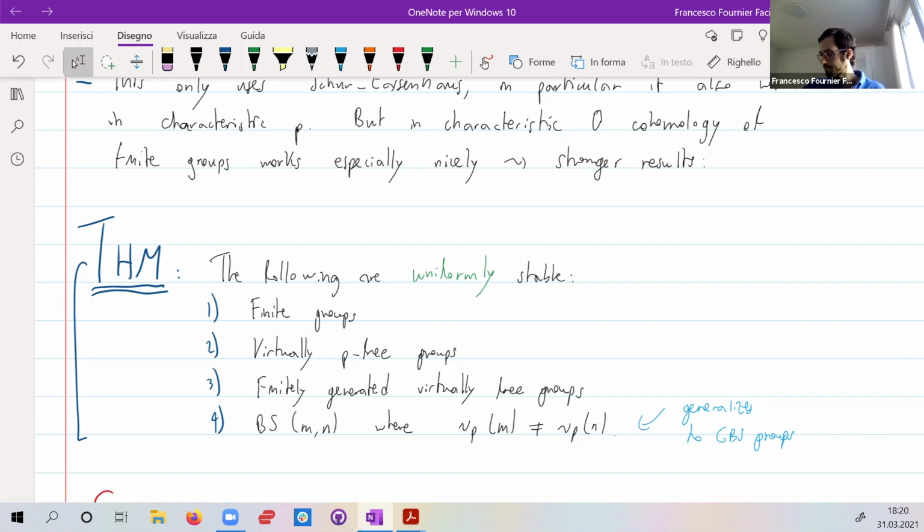But I very much suspect that, for example, the lamplighter group Z mod 2Z wreath Z, I know that this is stable in all odd residual characteristics. So for all odd P, I know that it is stable. And I very much suspect that it is unstable in characteristic 2. But I don't know if this is true or not. I see.